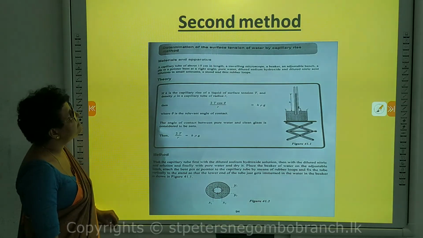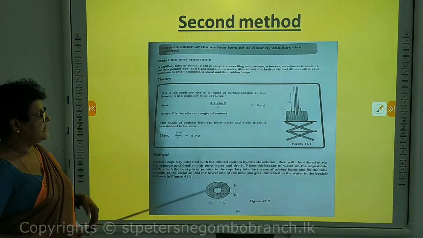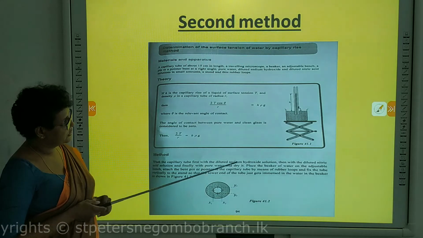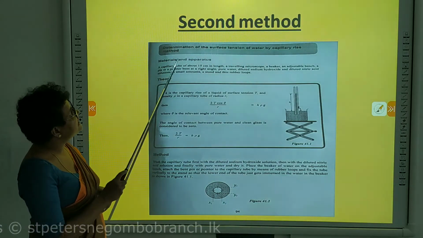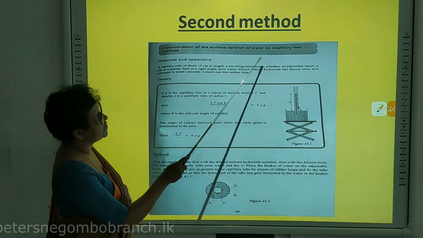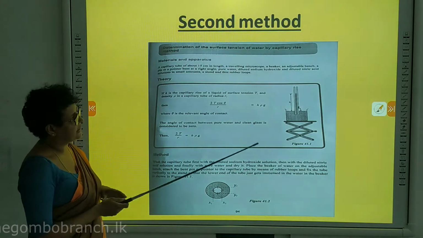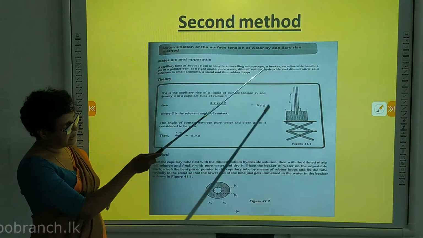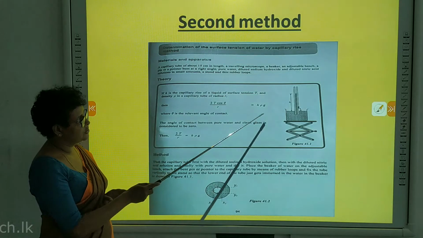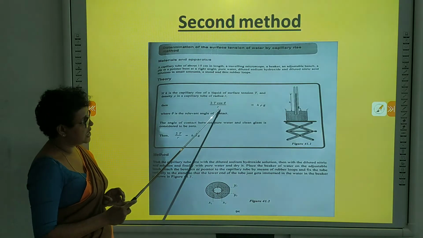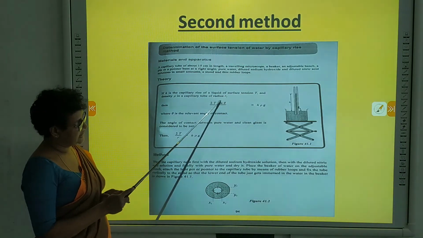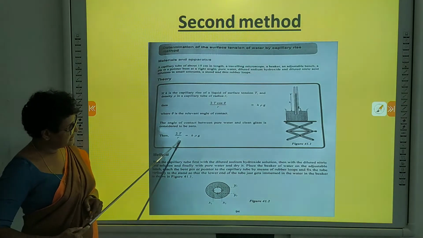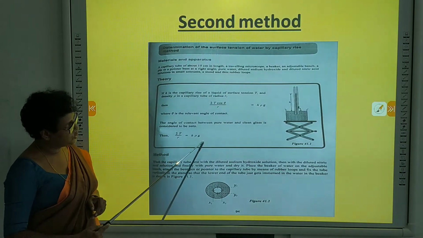This is the second method, right? This is of course easy, but you have to use the traveling microscope. Here, determination of the surface tension of water by the capillary rise method. Now you know what capillary rise is, and you know the equation also, hρg equals 2T cos theta over r. But here we consider cos theta as 1, and you use this equation, 2T over r equals hρg.